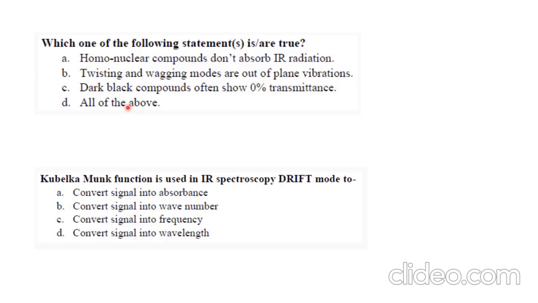Then the Kubelka-Munk function is used in IR spectroscopy DRIFT mode to convert signal into absorbance, wave number, frequency, or wavelength. Which one should be correct? A. Yeah, exactly. The signal from reflectance is converted into absorbance. So answer A is correct.